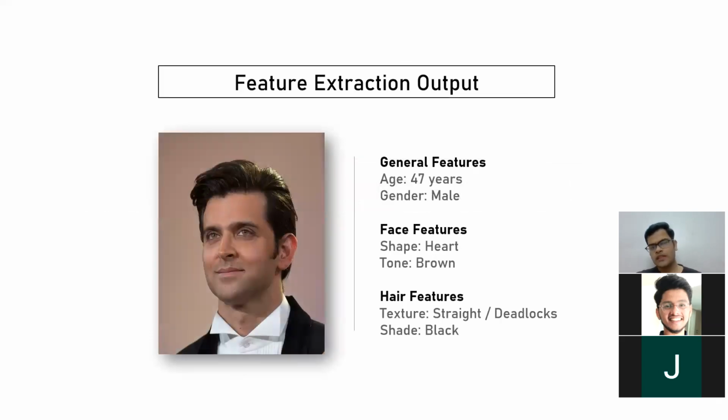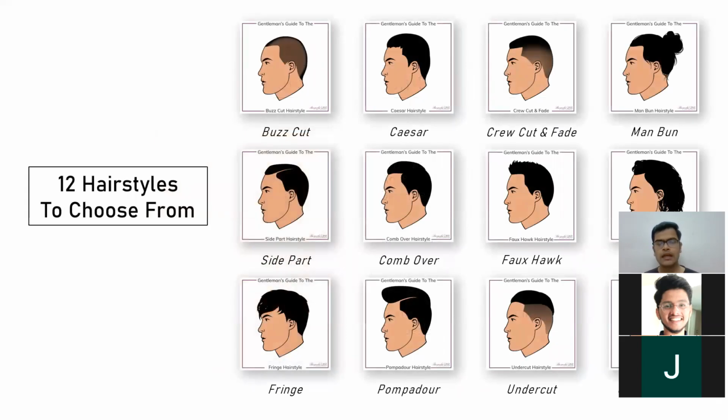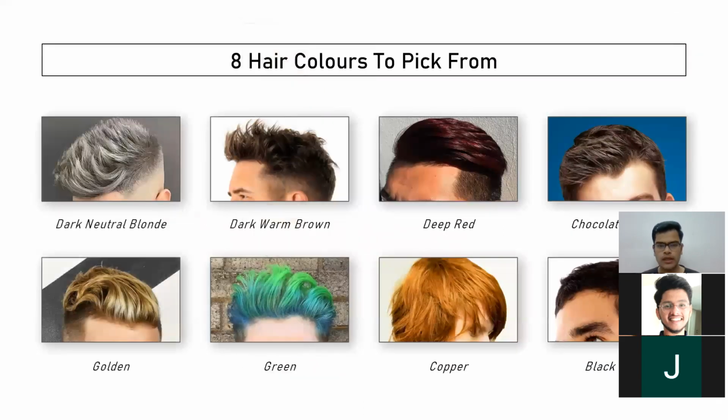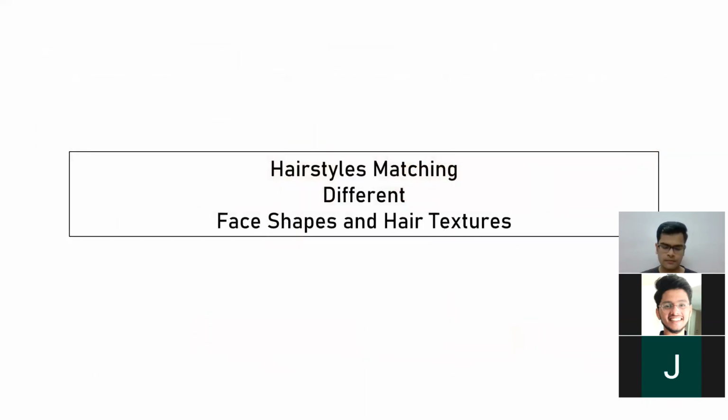So yeah, up till now we have seen feature extraction, that is age and gender, face shape and skin tone, hair texture and the hair color. So these are the 6 major features extracted for the given input image. Now the next step is hairstyle recommendation. Now hairstyle consists of 2 major parts, one a haircut and second the hair color. These are the 12 haircuts that we have chosen. These are standard haircuts for men, and we recommend from these 12 haircuts. Similarly, we have picked 8 hair colors from which recommendations are given.